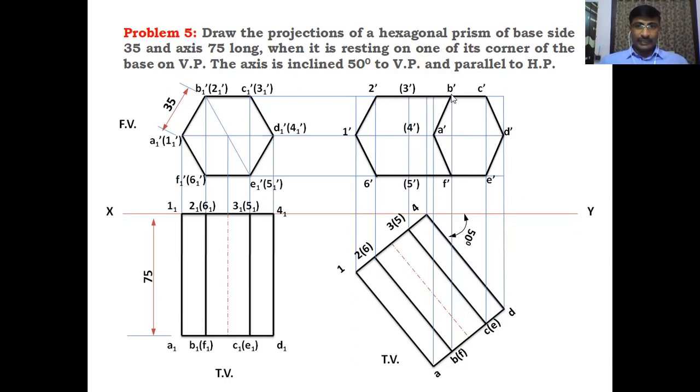2 dash to B dash is a visible longer edge. C dash to 6 dash to F dash is also a visible longer edge. And A dash to 1 dash is a visible longer edge. When we are looking from this side, A dash to 1 dash is a visible longer edge. That's why I'm drawing it with a dark pencil.